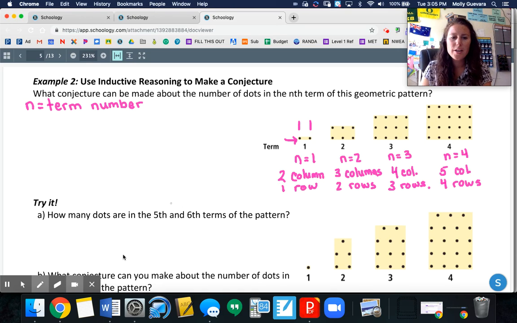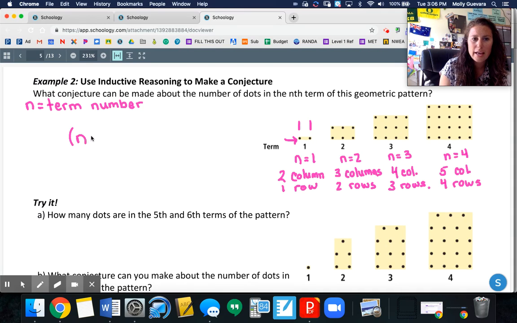So what I notice here is that whatever my n is, I have 1 more than that number of columns. Like if n is 1, I have 2 columns. If n is 2, I have 3 columns. If n is 3, I have 4 columns. So 1 more number of columns. And then whatever n is, I have that many number of rows. So the number of columns is n plus 1. This is the columns.